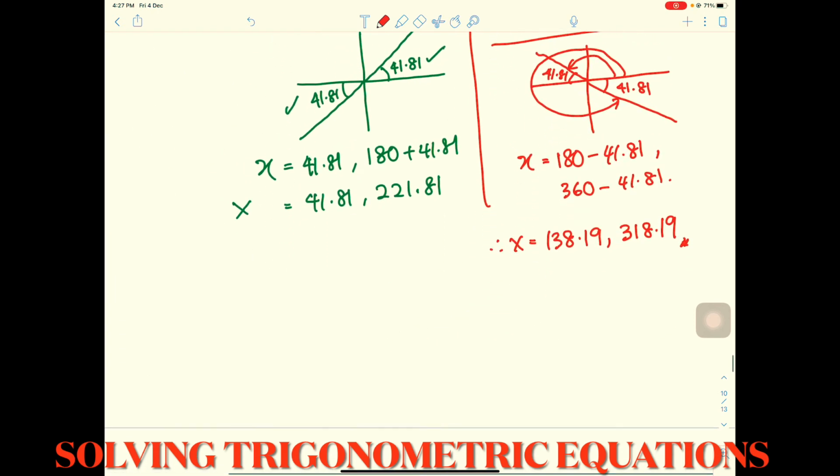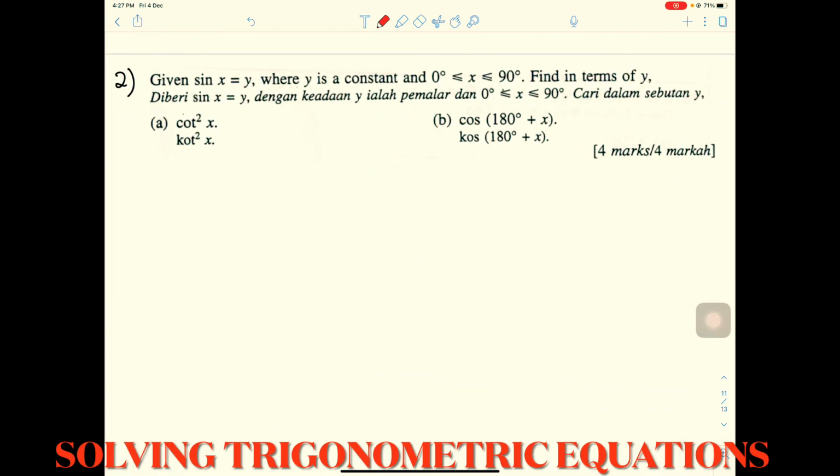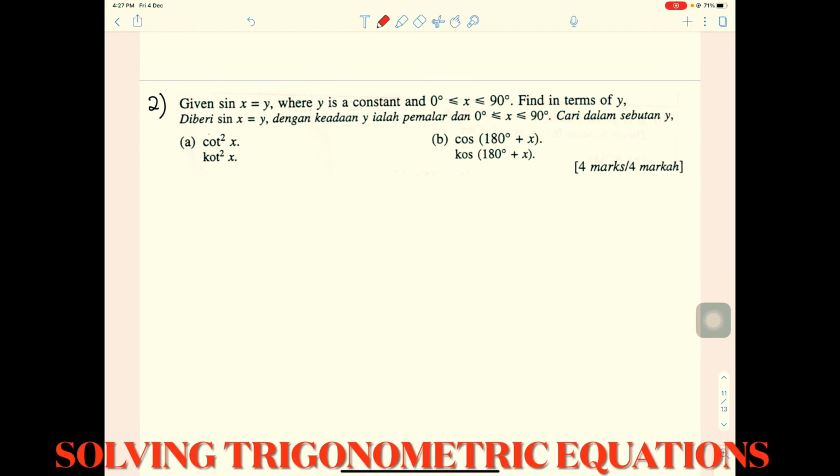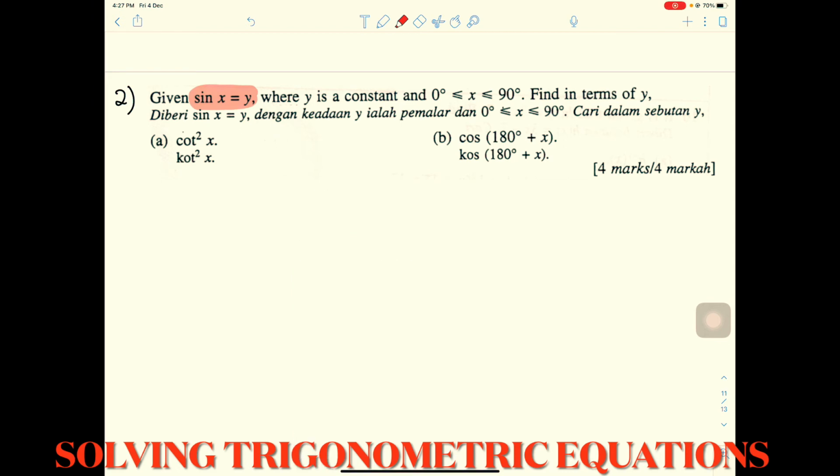And then the last example question we want to discuss is this kind of question. All the questions that we discuss now are more like SPM examination questions. So let's continue. Number 2: given sin x equals y, where y is a constant, and x is between 0 and 90 degrees, find in terms of y: (a) cot squared x, and (b) cos(180 degrees plus x). The meaning of the range is that x is in quadrant 1.